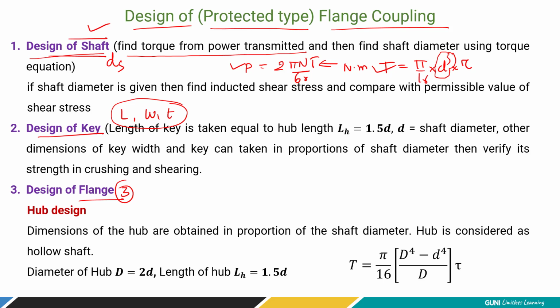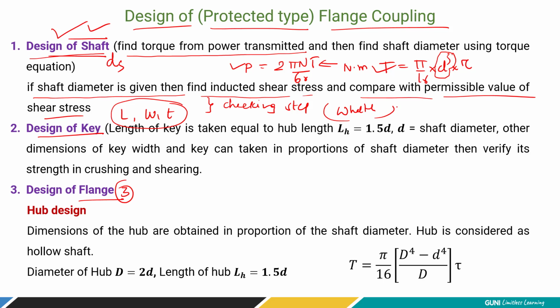So the first step is you must have the shaft diameter, without which you cannot continue the designing of flange coupling. If shaft diameter is given, then find the induced stress and compare with the permissible value of the shear stress. This is simply a checking step. अगर आपके पास डायमेंशन पहले से दिए हुए हैं तो you have to confirm whether those dimensions, whether given dimensions are okay or not, and that is only possible by simply finding out the induced stress and comparing with the permissible stress. If it is less than that, we can say the given value of shaft diameter is okay. If it is more than that, you have to increase the shaft diameter, right?